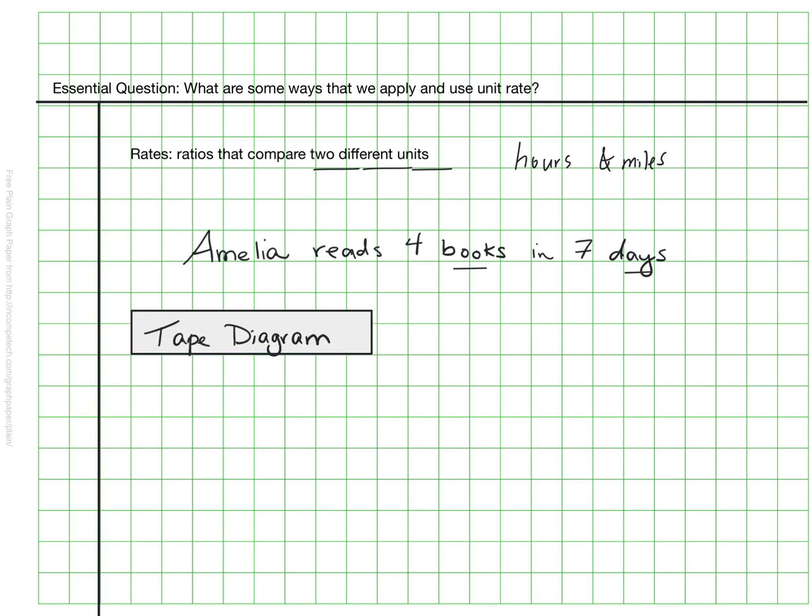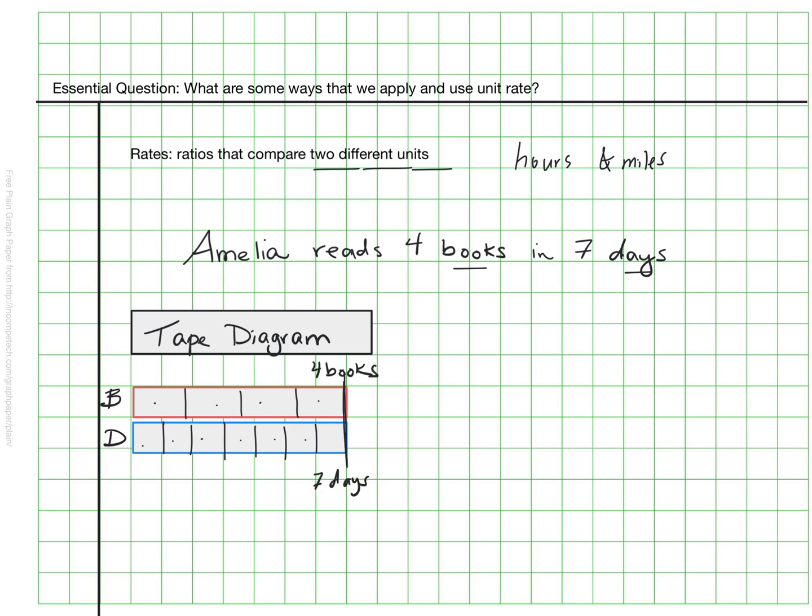And one way I could represent that rate is using a tape diagram. A tape diagram looks something like this. I have 2 bars that are equally long, and the books, labeled with B, are cut into 4 sections, while the days are cut into 7 sections. And right here, we know that 4 books are read over the course of 7 days.